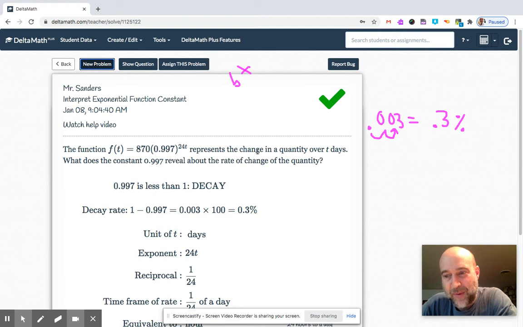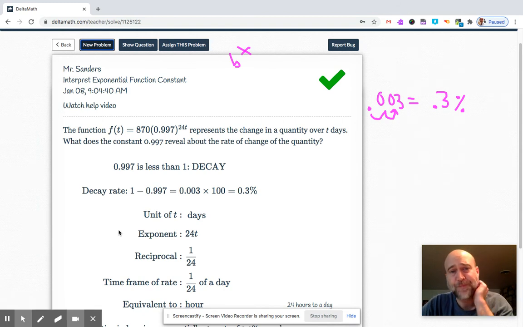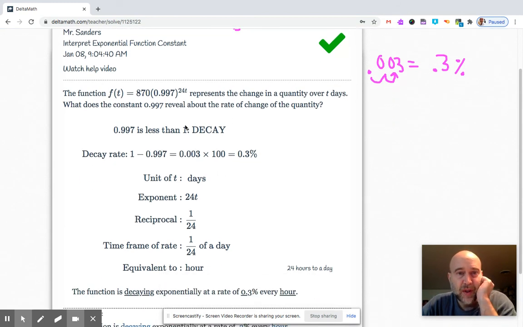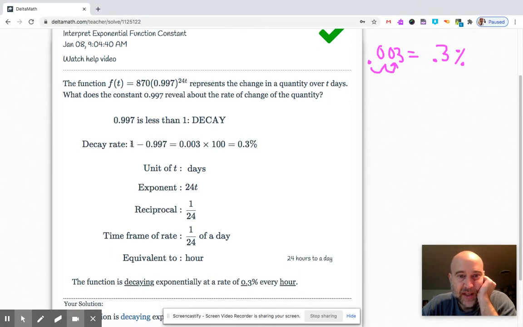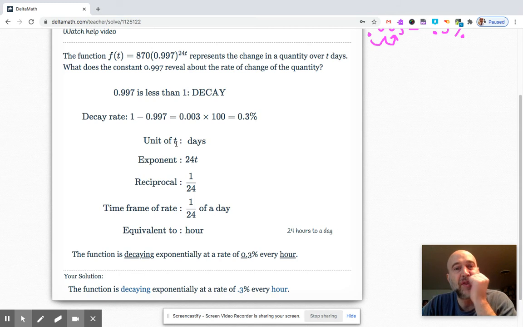Yeah, that 24 definitely affected it. You can't just dive right into what their input or output is. We have to look at it in terms of the context. So let's analyze what they have here. Yep, everything is less than 1. That's decay. We had to find it by subtracting it from 1. Don't guess on that. For 0.3, we had to do the math. The unit is t days, so the exponent is 24t.